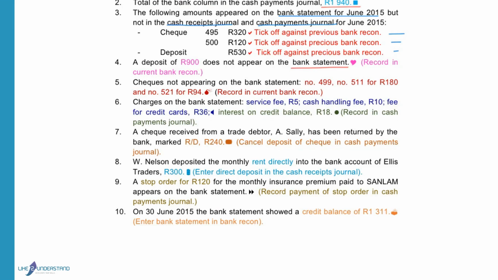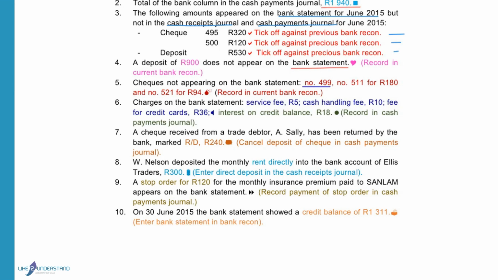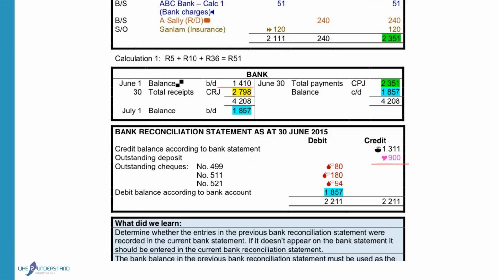Checks not appearing on the bank statement is check 499 that appeared in the previous bank Recon. So it's still not on the bank statement, so we will have to show it again as an outstanding check. Then check 511 and check 521. So all three of these checks will appear in your current bank Recon as outstanding checks. In the bank reconciliation statement, we will record all the outstanding checks, so we will show those are the 3 checks that will be paid out by the bank in the future.